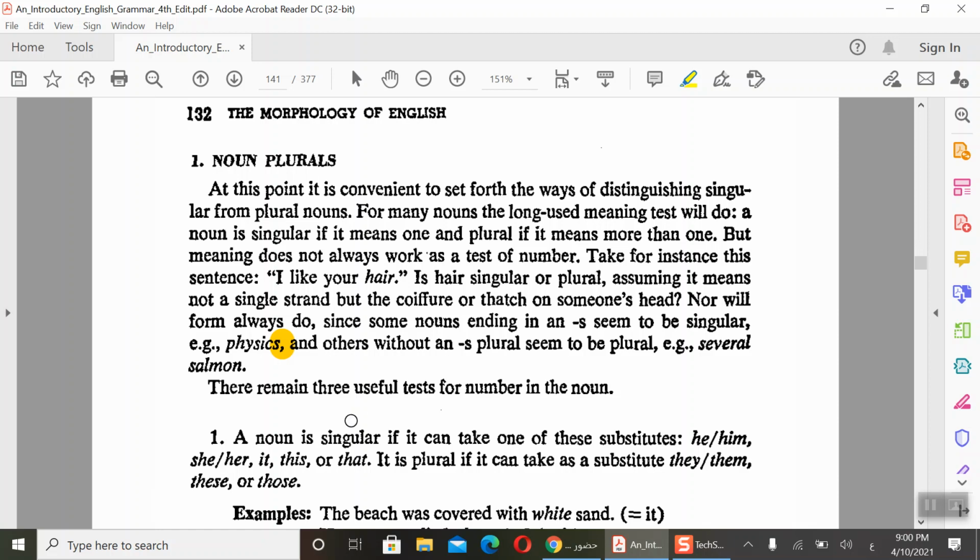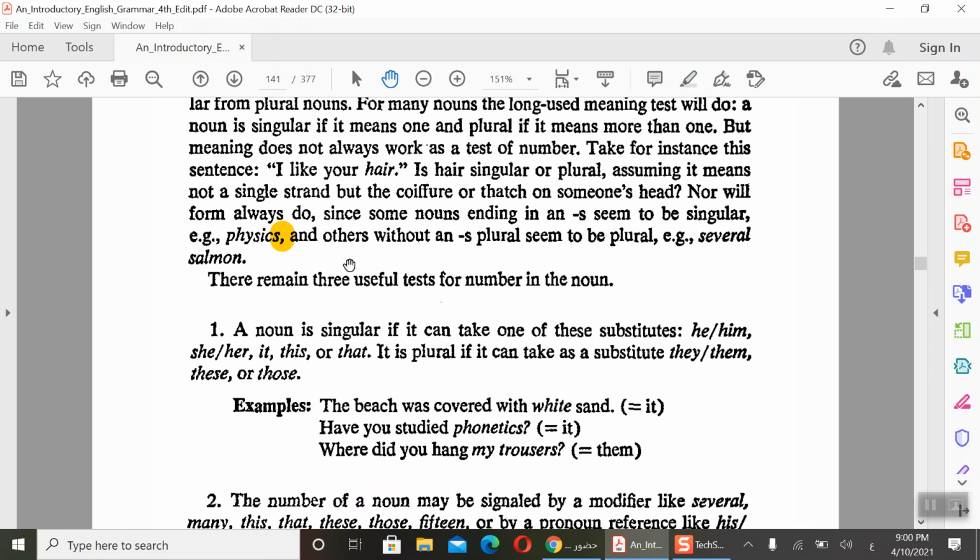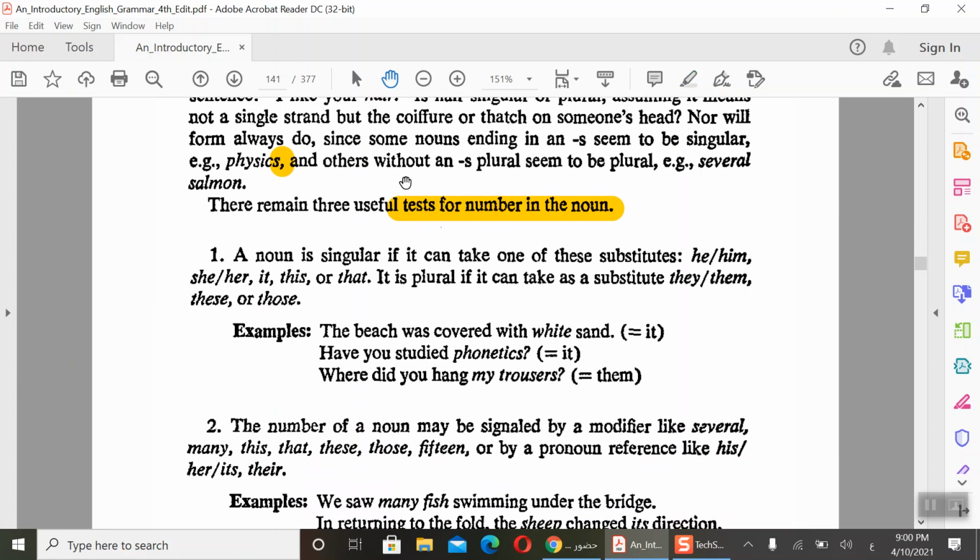Here we have three useful tests for number in the noun. Number one: a noun is singular if it can take one of these substitutes: he, him, she, it, this or that. It is plural if it can take as a substitute they, them, these, or those.